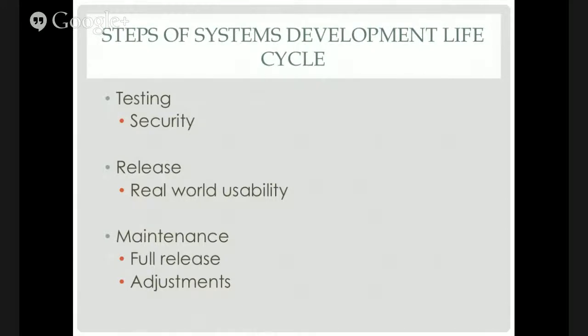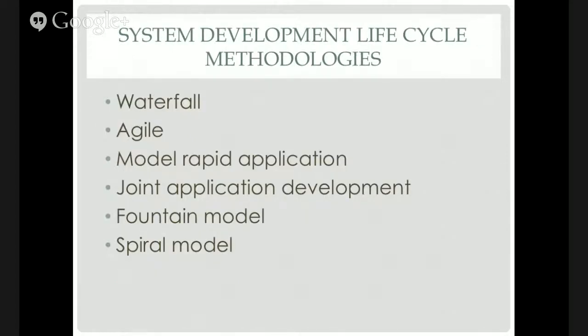The third phase, testing. A number of tests are run on the code produced in construction. The tests are performed to ensure that the application could not easily be hacked. In the fourth phase, the application will be released into a beta environment to test real-world usability. It is not until the fifth phase, maintenance, that the application is fully released. The maintenance phase also allows the application to be adjusted.